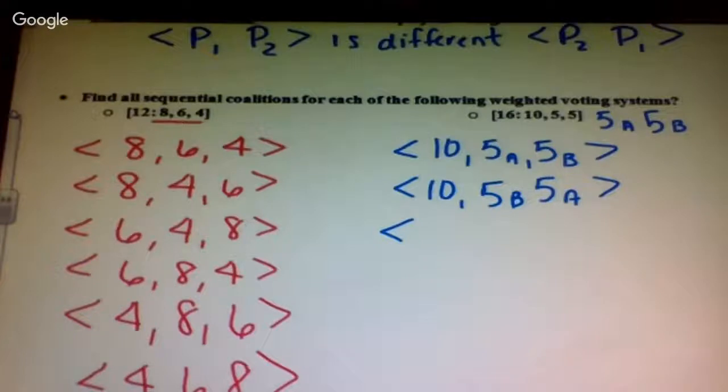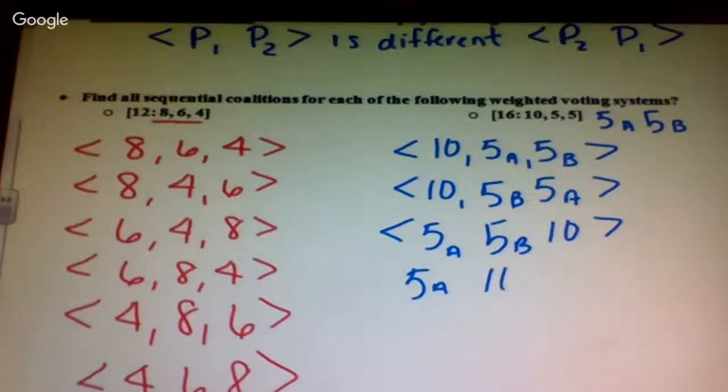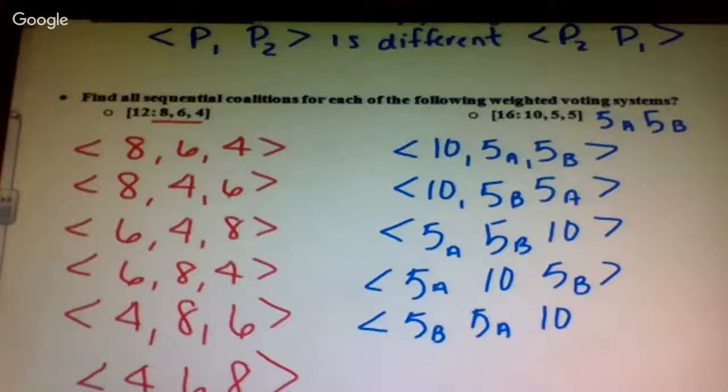Okay, 5A, we can start with 5A, 5B and 10, or 5A, 10, 5B. And my last person that needs to come first would be 5B. You can do 5B, 5A and 10, or 5B, 10, and 5A.